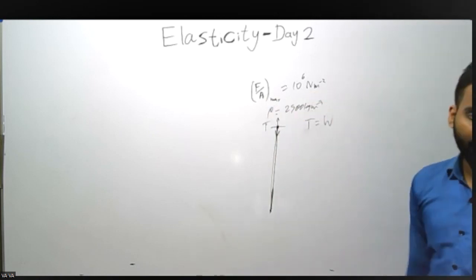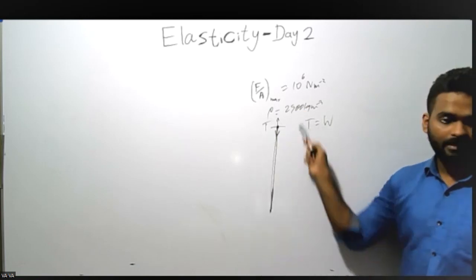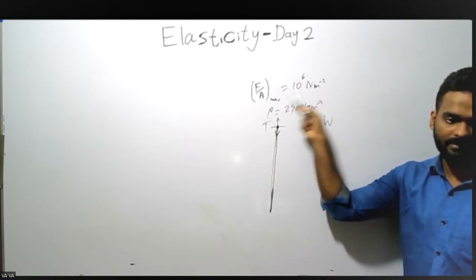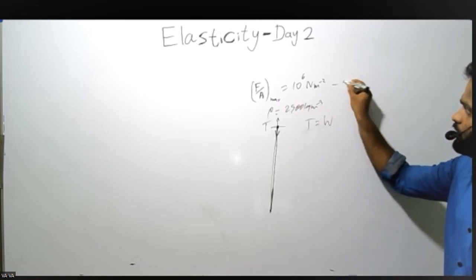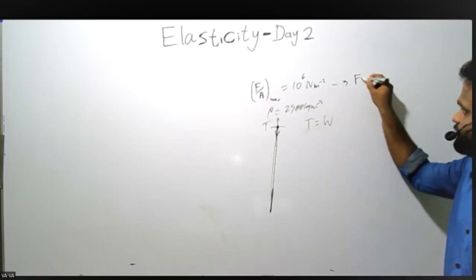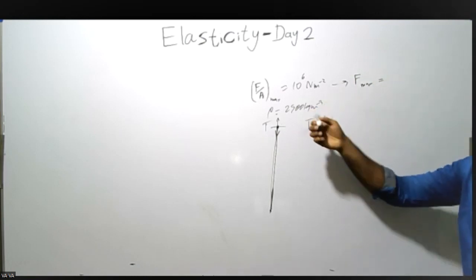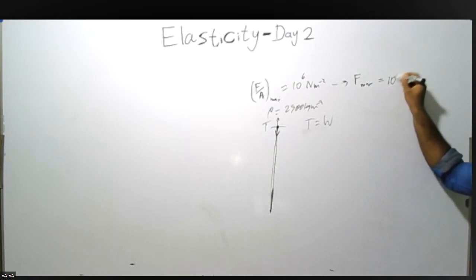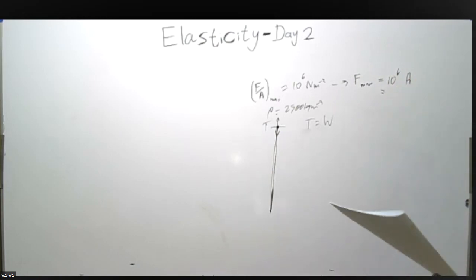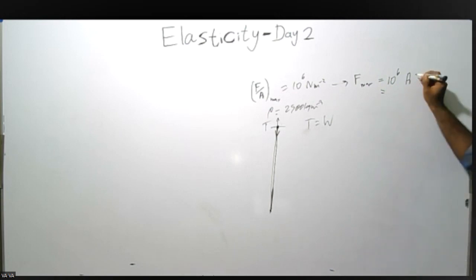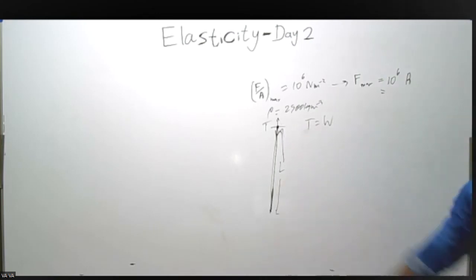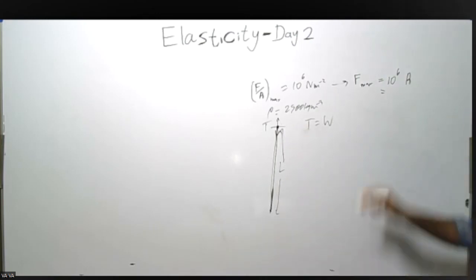F over A is given, right? This is the maximum stress. This is dependent on the material. So from this one you can find the maximum F the wire can bear. Put A here, 10 to the power 6. Cross section, is it not given? No, it is not given. A is the cross section. So what they ask is the length of the wire. So this is the F max.